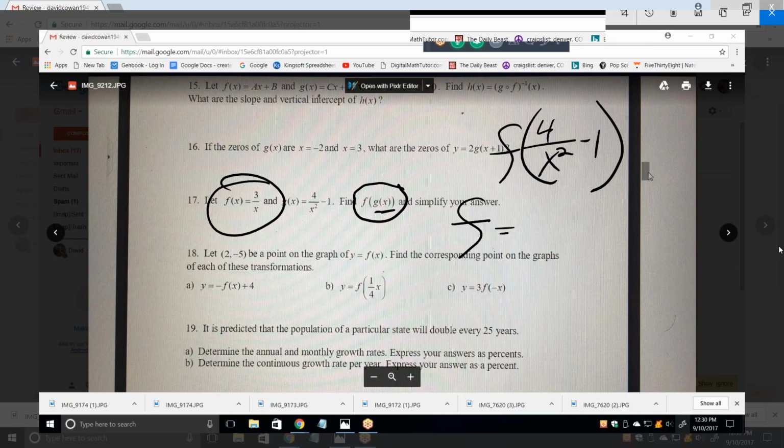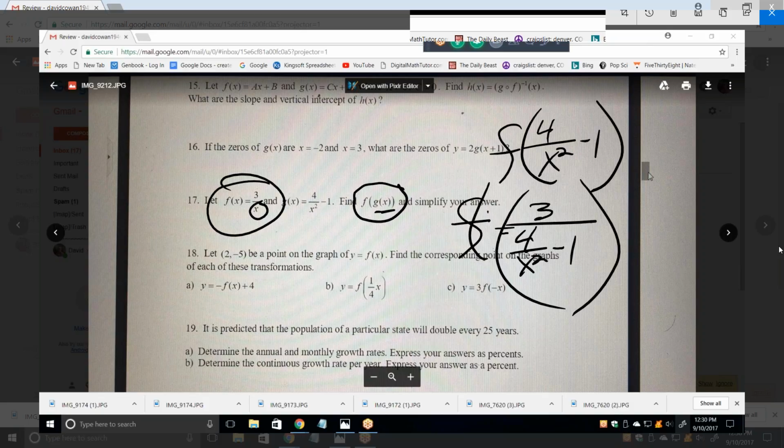3 over x. No. Remember what you do. Oh, okay, so it'd be 4 over x squared minus 1 inside the parentheses, and you substitute it for this x. Okay, so what is it? 3 over 4 over x squared minus 1. This is complicated. It's a numerator over a denominator that has a fraction in it. And what else? We didn't put in the minus 1. Oh, yes, we did. Okay, so that's what f of g of x is.